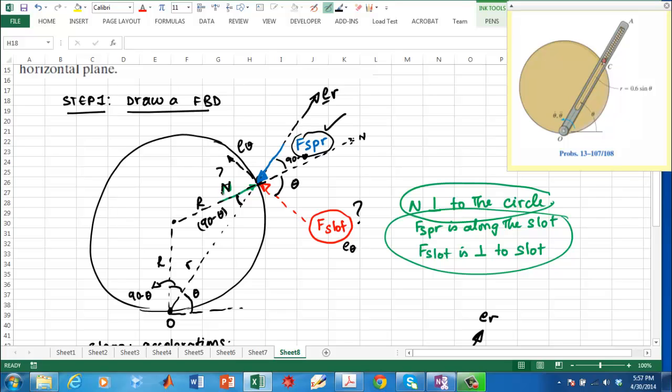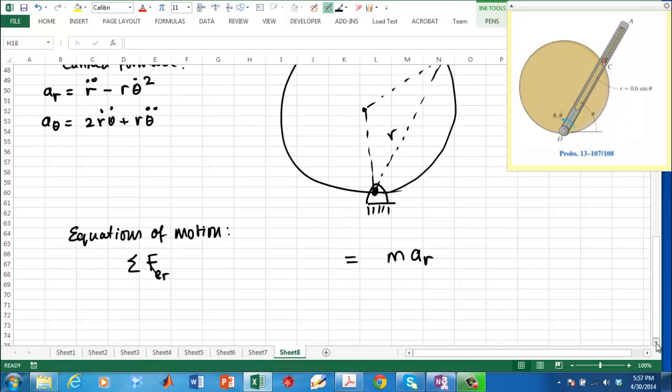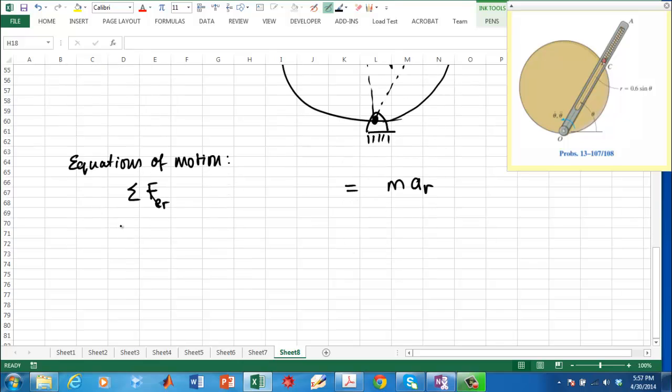Can you see that there is a component of N in the e_r direction, which is N cos(90 minus theta)? So the net force in the e_r direction gives N cos(90 minus theta) minus F spring equals mass times (r double dot minus r theta dot squared).